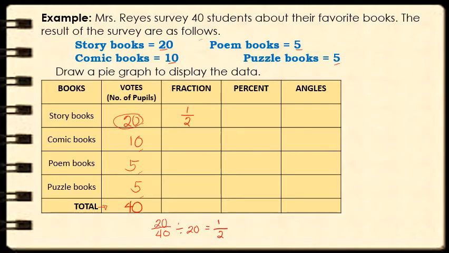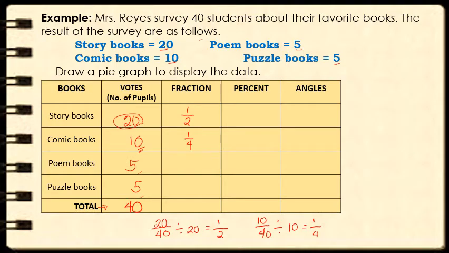Okay? So, punta tayo sa number 10 naman. Number 10. So, 10 para sa comic books, ang total ay 40. Ang GCF ng 10 at 40 is 10. So, yung 10 na yan, inisip mo lang yan. Naghanap lang tayo, nag-isip lang tayo, what is the possible greatest common factor which can be used in dividing 10 and 40? So, 10 ang naisip natin. So, 10 divided by 10 is 1. 40 divided by 10 is 4. So, ang sagot natin for comic books ay 1/4.